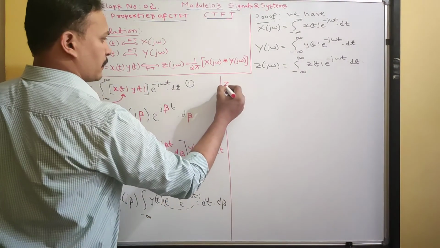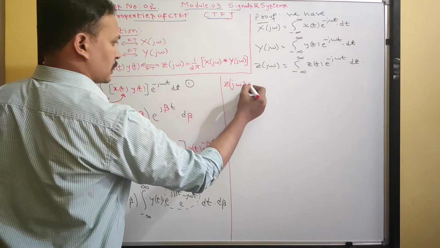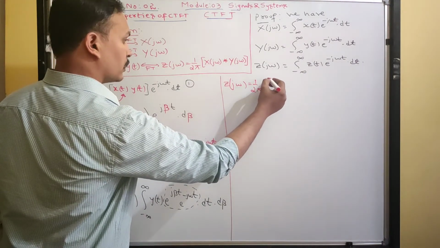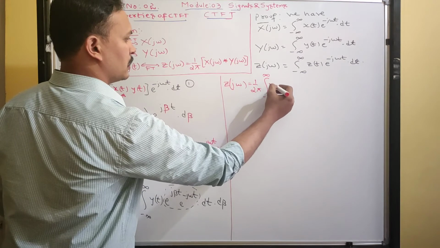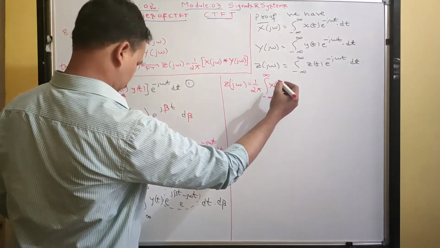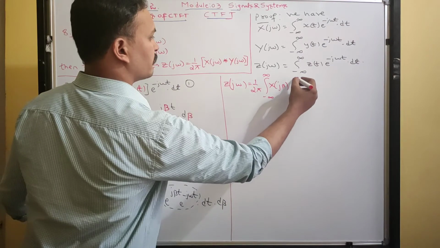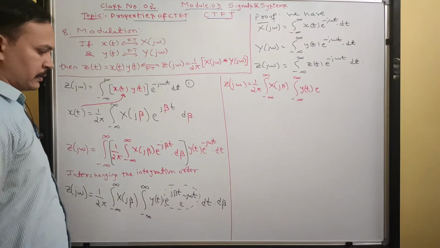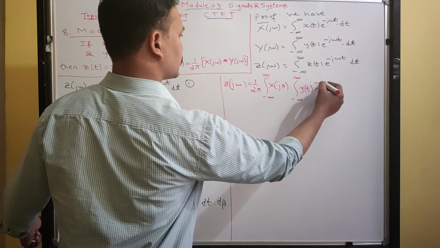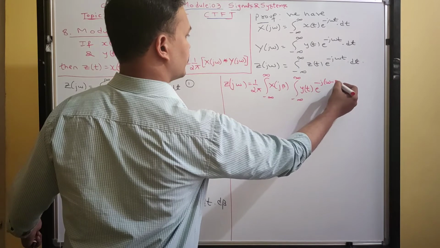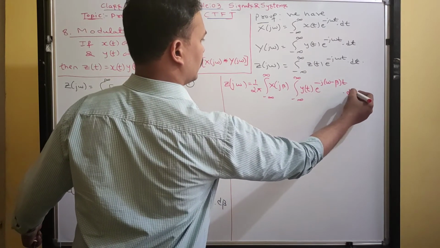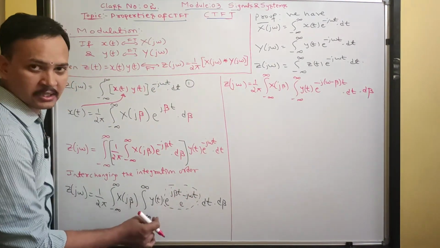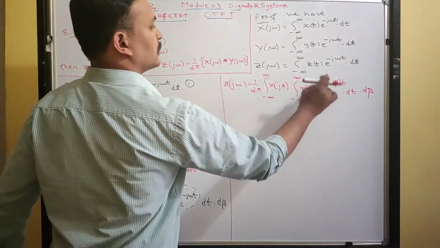Z of j omega is equal to 1 upon 2 pi integral minus infinity to infinity x of j beta into integral minus infinity to infinity y of t into e to the power of minus j omega minus beta into t into dt into d beta. This dotted circle is there, right? That simplification is this term.